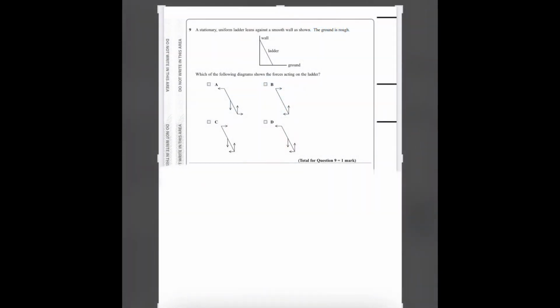Number 9. A stationary uniform ladder leans against a smooth wall as shown. The ground is rough, so it should be providing a friction on the ladder. So this is the wall, this is the ladder, and this is the ground. Which of the following diagrams shows the forces acting on the ladder?